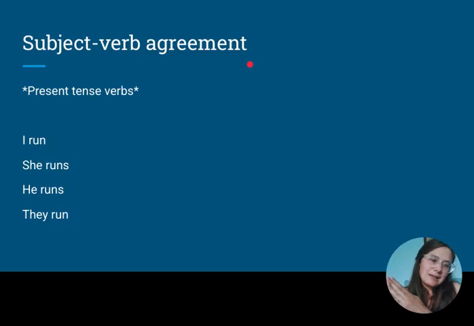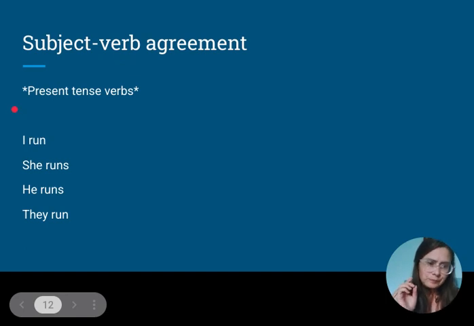What that means is the person doing the action has to be using the correct verb ending. And this is especially important in the present tense verbs for the third person, especially because as you notice here, I've listed I run, she runs, he runs, they run. So I've listed some examples here. When you get to the third person singular, she runs and he runs, you notice the S that is added, and this is the case in most present tense verbs.